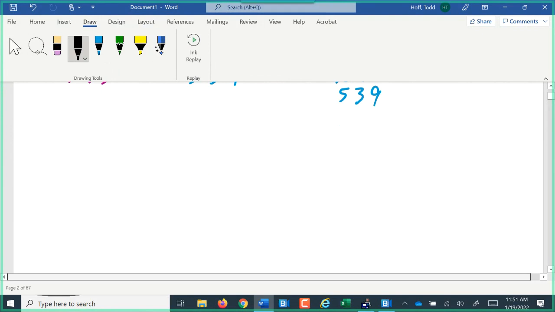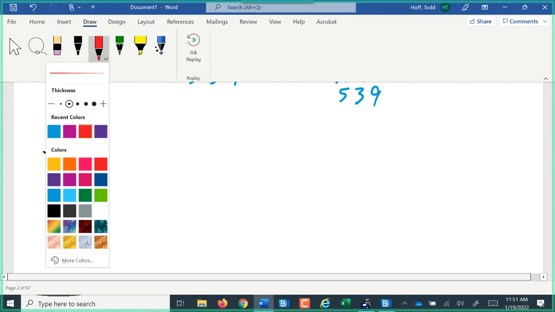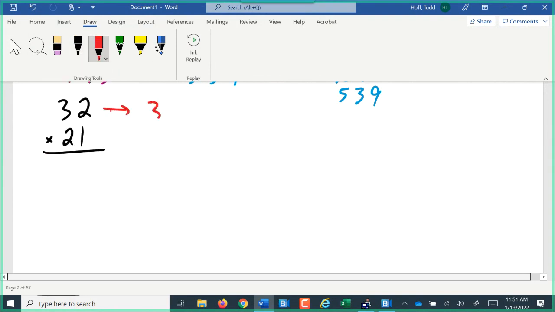Multiplication. 32 times 21. This one I will write out in its full form. 32 is 3 tens and 2 ones. 21 is 2 tens and 1 one.